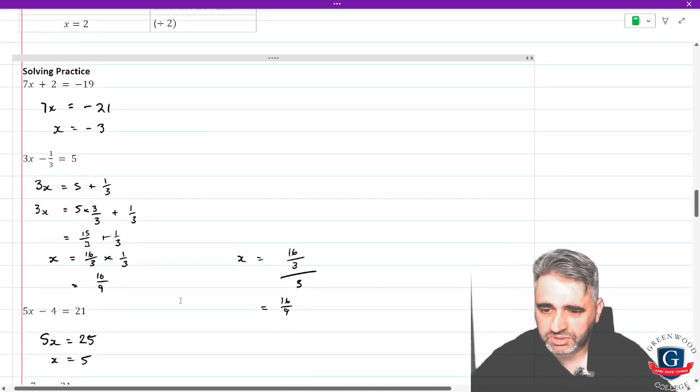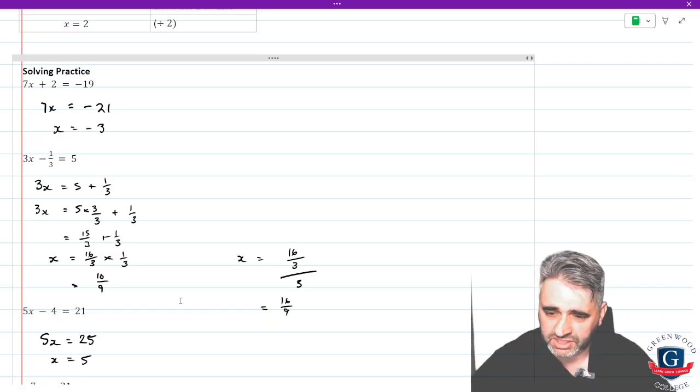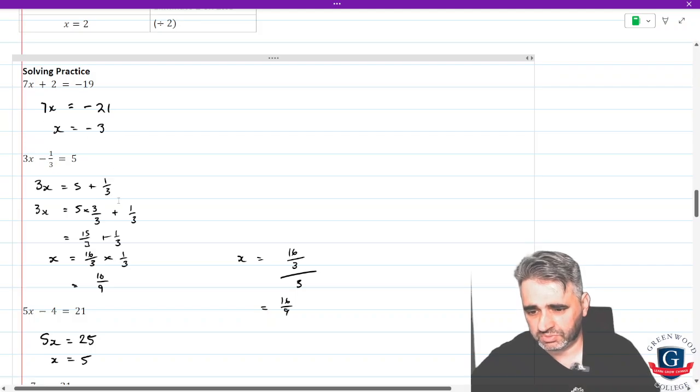So 7x plus 2 equals minus 19. Subtract 2 from both sides. Divide both sides by 7. That gets you to x equals minus 3. 3x minus a third equals 5. Add thirds to both sides. Make the right hand side into an improper fraction.